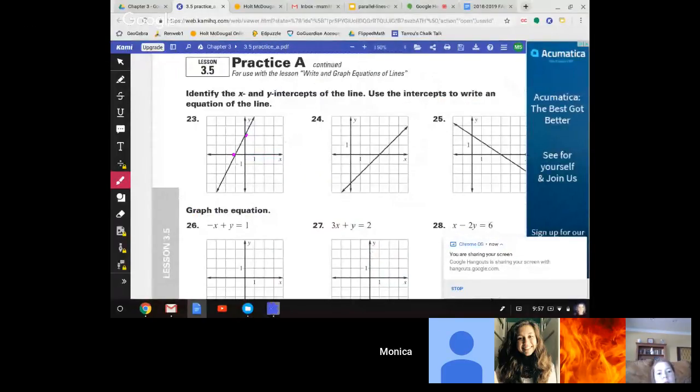Okay, so you have your x-intercept of -1 and your y-intercept is 2. And now, so you know that your b is 2, right? So now you can see that your slope is 2 over 1. So if your slope is 2, then you're going to have y equals 2x plus 2.